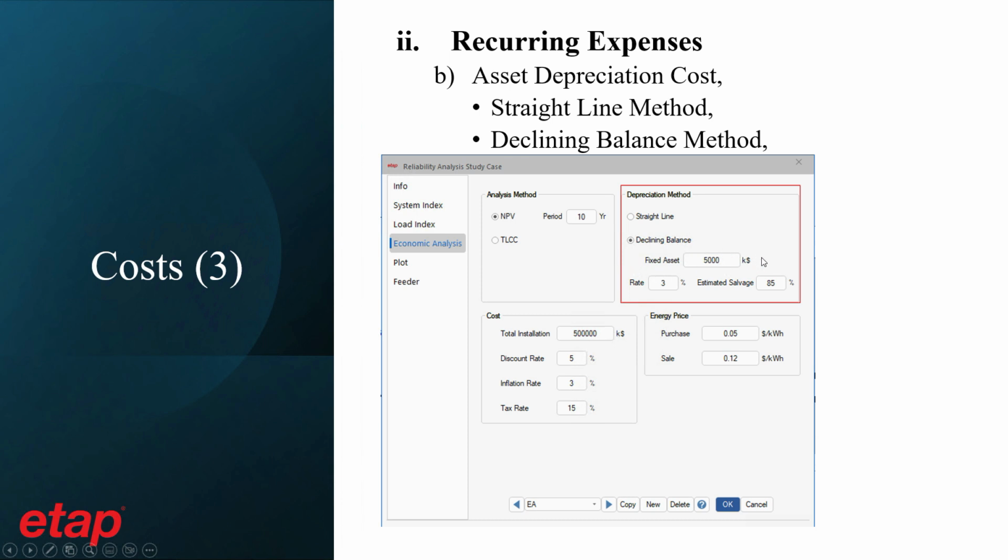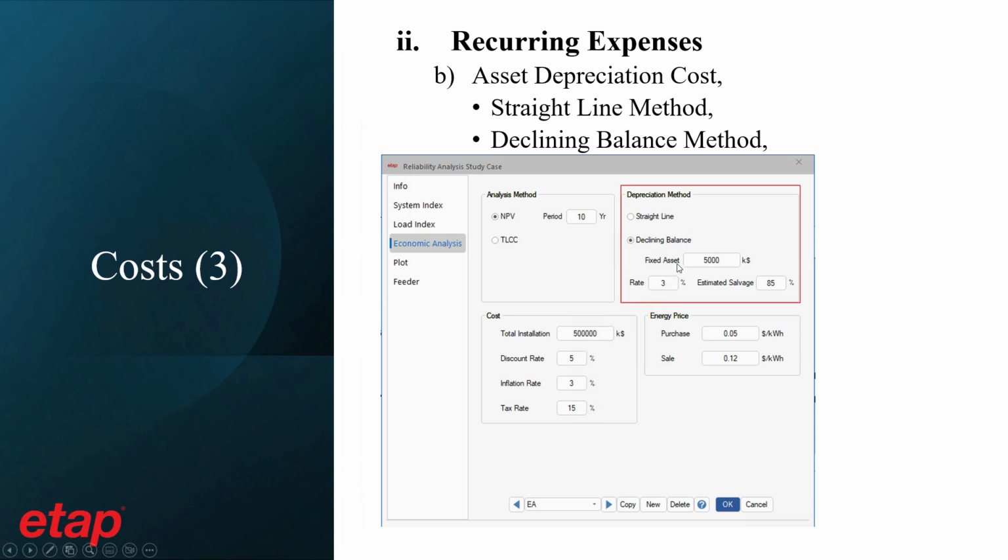So for the declining balance, it is assumed that the asset value for those that are subject to depreciation is entered as a known value here. Then the estimated salvage for the asset is also entered in forms of percentage. The salvage actually means that once the asset is fully depreciated, how much will be the value of the asset at the end of its life cycle.